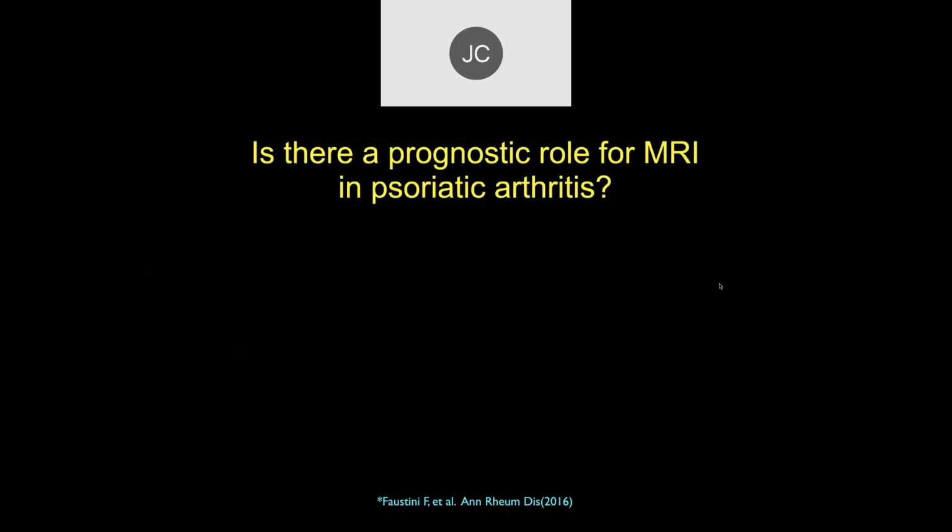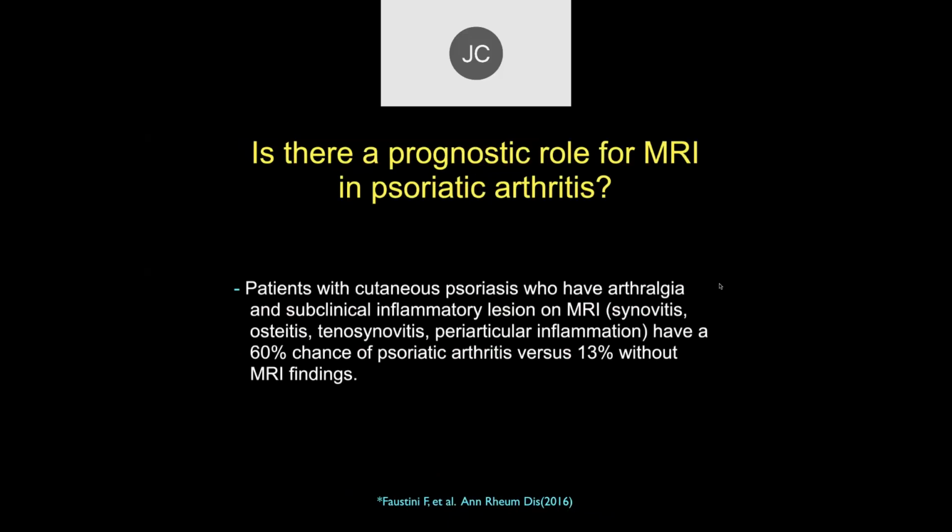So now let's go on and talk a little bit about psoriatic arthritis. Usually most of these patients will develop the skin manifestations first, and arthralgia and joint symptoms later, but not always. Sometimes the joint symptoms can come first. These patients tend to have synovitis, osteitis, tenosynovitis, and periarticular inflammation within the soft tissues. And if they have any of these changes on MR, it markedly increases their risk for having psoriatic arthritis.